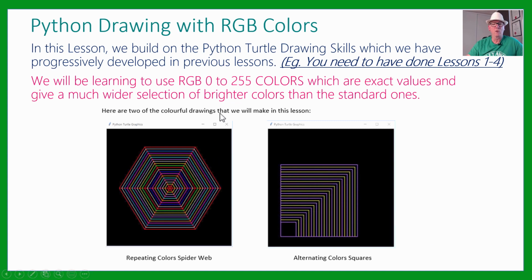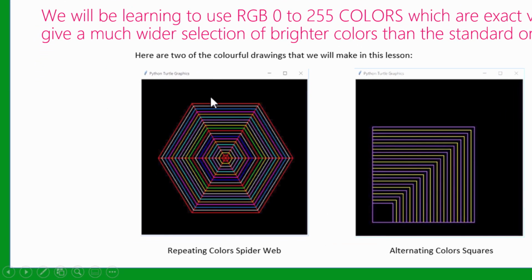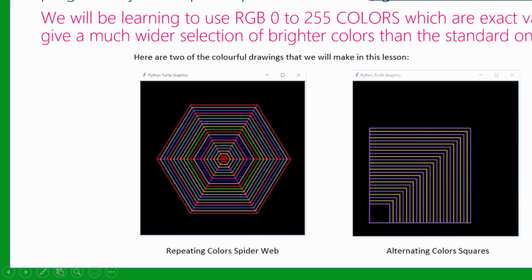So these are two of the colorful drawings, the main ones we're going to make in this project. We're going to learn how to make a spider web. Then we'll learn how to make all these different colors for each hexagon that gets drawn in the spider web. And here we're going to go back to our old squares one in the corner, and we're going to make it alternate colors, like between purple and yellow, to look a lot better.